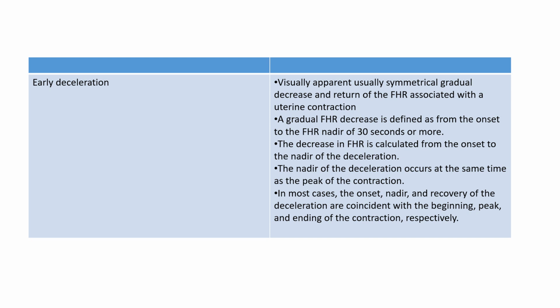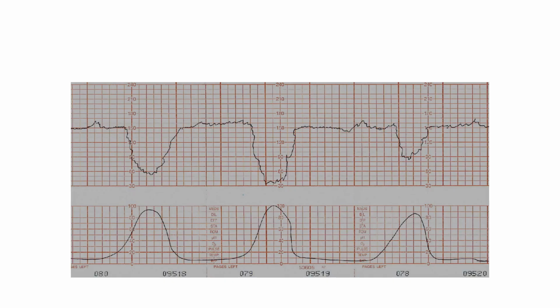You're going to see a symmetrical gradual decrease. The key point here is gradual decrease and return of the fetal heart rate associated with a uterine contraction. In most cases, the onset, nadir, which means the lowest point, and the recovery of the deceleration are coincident with the beginning, peak, and end of the contraction, respectively. As you can see, here is an example of early deceleration. This is most probably in the second stage of labor.